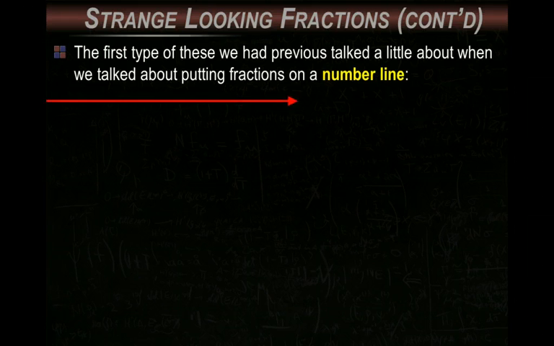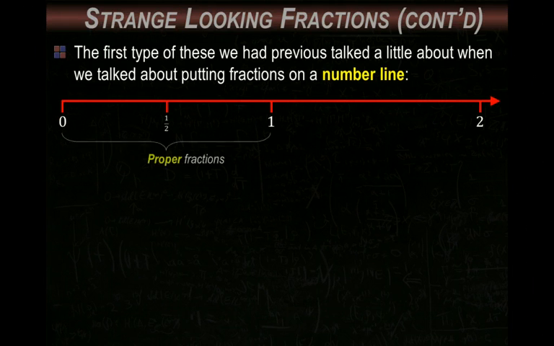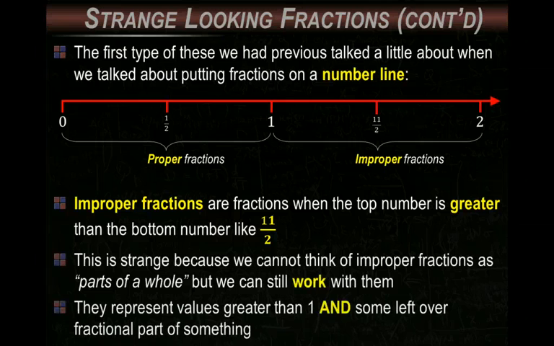Now, we did this earlier, but let's start putting some fractions on a number line, okay? If we take, for example, the fraction 1 over 2, or a half, and then we look at this strange looking fraction, 11 over 2, there's a way we can define these fractions. Ones that are between 0 and 1 are called proper fractions, and ones that are above 1 are called improper fractions, okay? Basically, the definition is an improper fraction is a fraction where the top number is larger than the bottom number, or the numerator is larger than the denominator, okay?